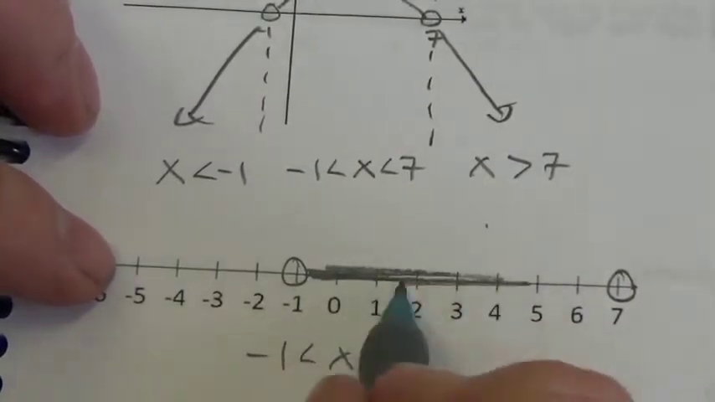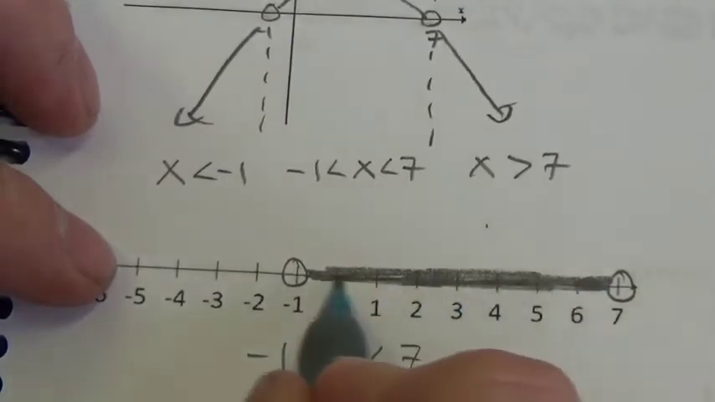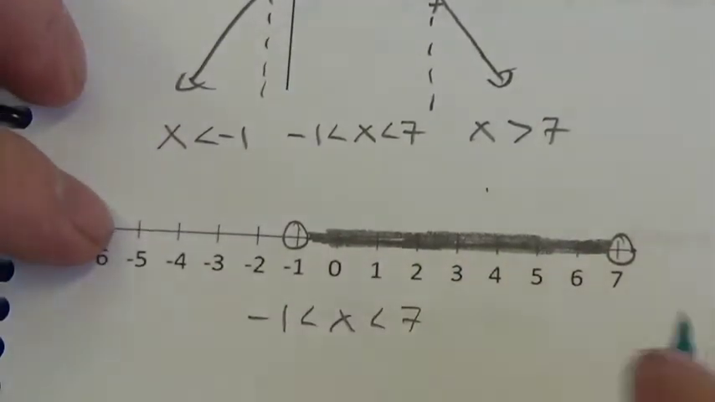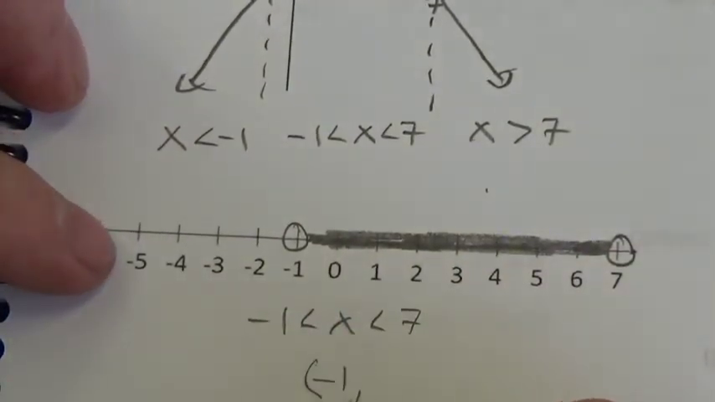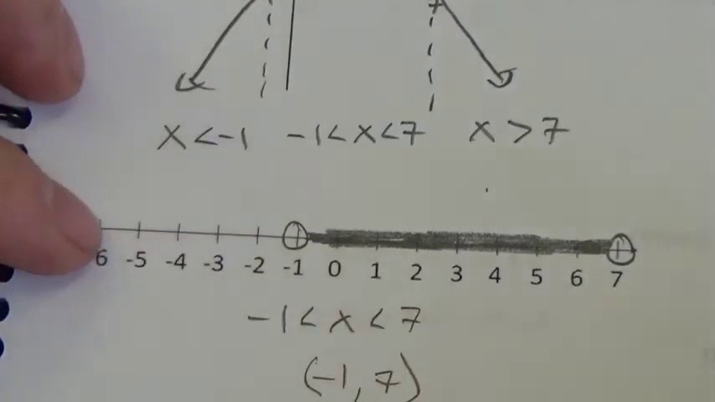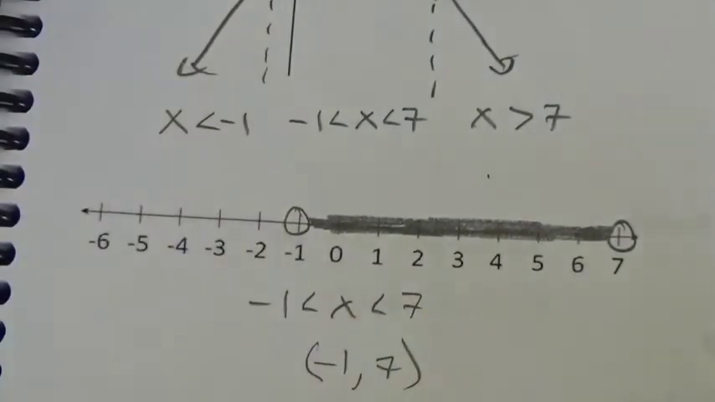On the graph, I would connect it like that. And if I wanted to use interval notation, I would do this. Negative 1 out to 7. Okay, with parentheses around the negative 1 and the 7. Okay, perfect.